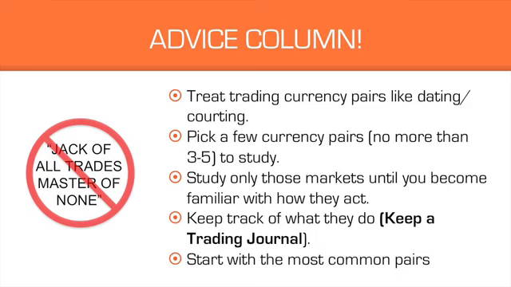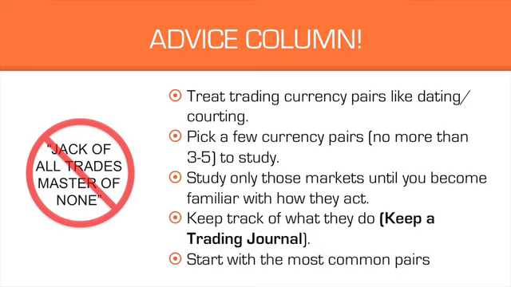Something else you can do is keep a trading journal, which I'm going to talk about in future videos, but just keep track of what they do and how they act. And the best thing is to start with the most common pairs, the ones that I had listed earlier. So go back, and if you forgot them, hopefully you were writing stuff down. Start with the most common. Obviously, you don't want to start with the exotic pairs, because I explained to you they're very hard to trade. So you don't want to start there as a beginner.